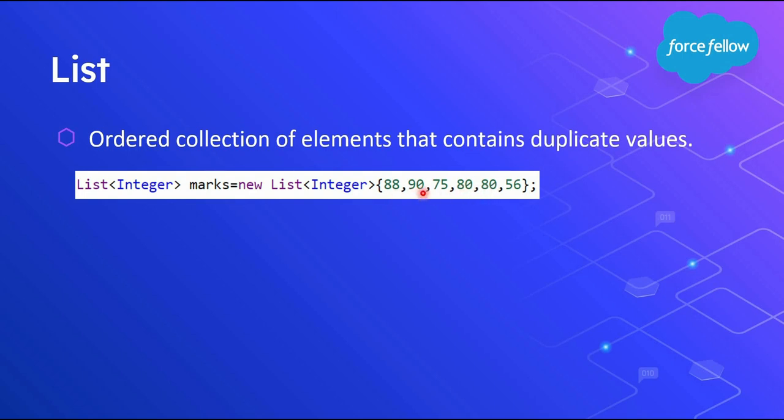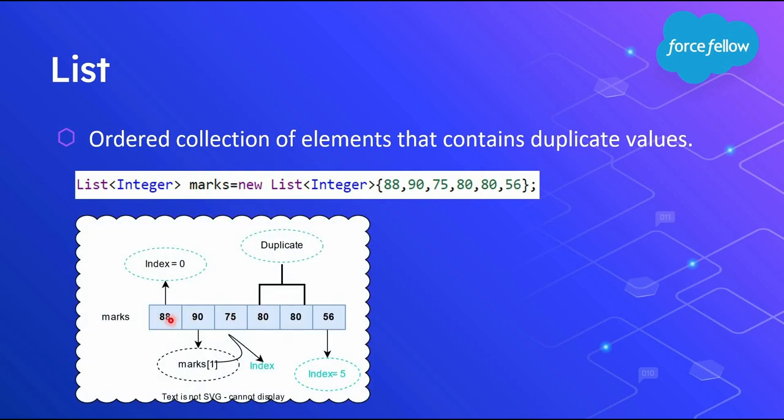So to store marks, we have declared a list with integer data type, because marks values will be numbers, and have added marks values here. And now once we run this code, it will store these values in memory like this. So as the definition says, list is an ordered collection. It means in memory values will be added in the same order in which we have assigned them. Like first we assigned 88, then 90, 75, 80, 80 and 56.